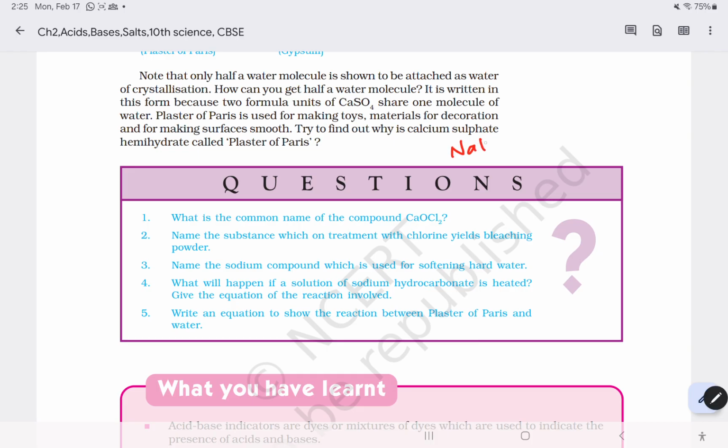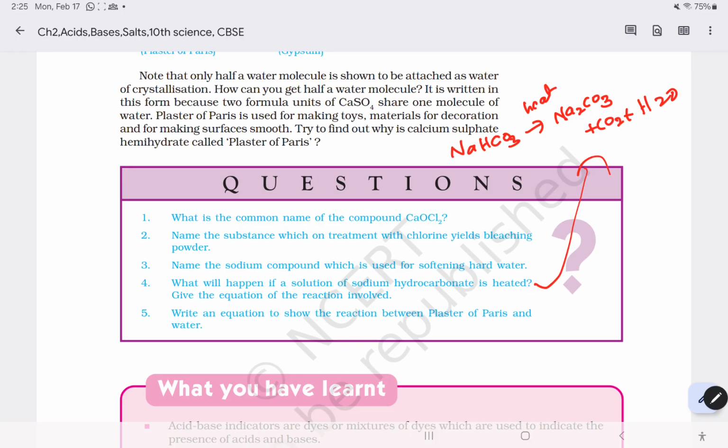So sodium hydrogen carbonate, NaHCO3, is nothing but baking soda. When heat is given to this substance, it gets decomposed to sodium carbonate, carbon dioxide and water. So this is the reaction for the fourth question.